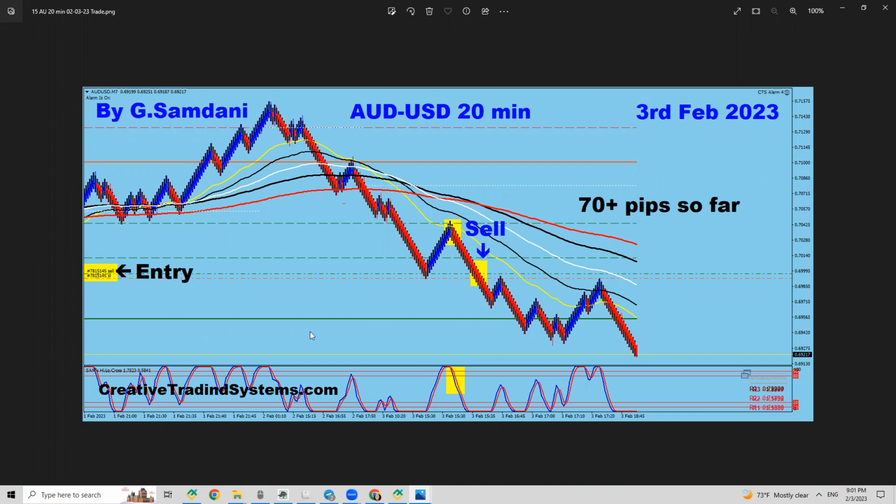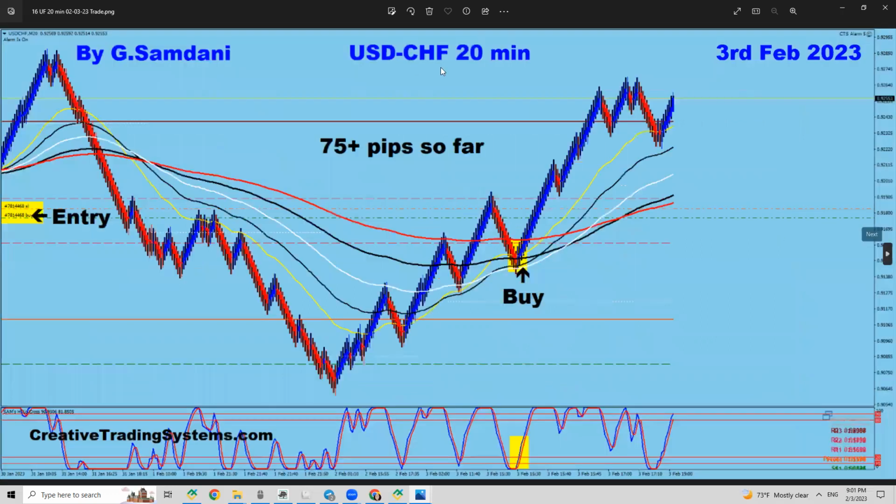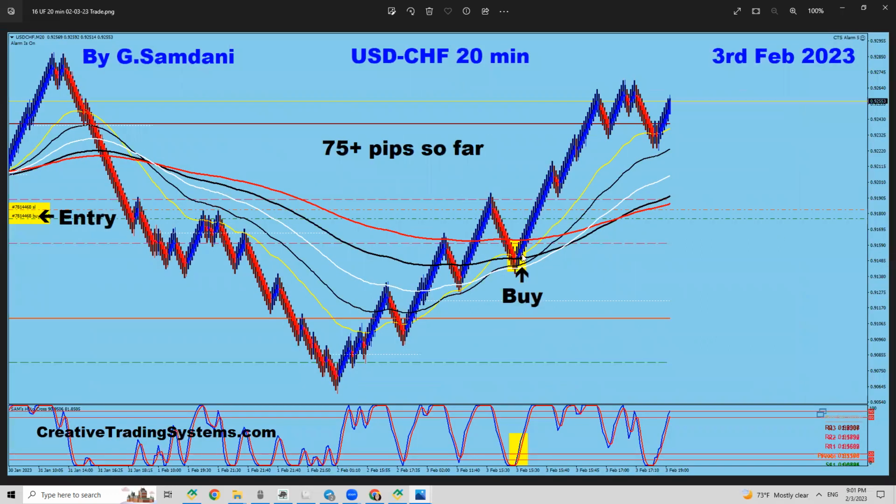Now, other three pairs, USD CAD, USD Yen, and USD Franc, supposed to go up. Now, USD CAD didn't go up because CAD got strong as well, so I didn't get the entry on that. But the other two, USD Franc, from here, beautiful entry, 75 pip.